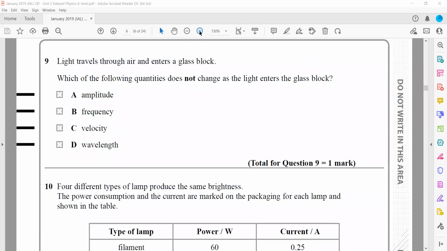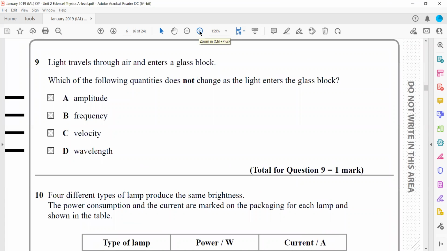In question 9, light travels through air and enters a glass block. Which of the following quantities does not change when the light enters? The frequency of a wave remains unchanged when it travels from one medium to another.